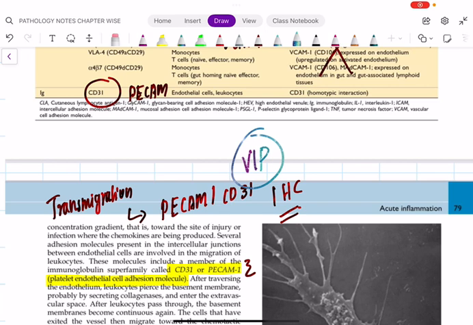PECAM or CD31; selectins are CD62. I am writing here: selectins are CD62. CD, cluster of differentiation, is an immunohistochemistry marker. I told you in apoptosis we have annexin 5 as a marker. CD95 is a marker of the extrinsic pathway of apoptosis, and annexin 5 is a marker of the intrinsic pathway. Similarly, CD62 is a marker of selectin, and CD31 is a marker for transmigration or diapedesis.